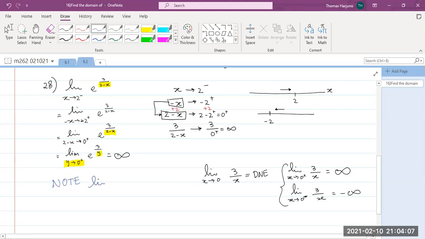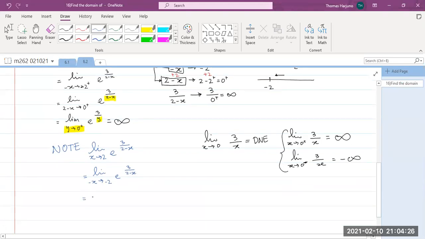Now, limit as x goes to 2 of e to the 3 over 2 minus x is equal to limit as negative x approaches negative 2 of e to the 3 over 2 minus x. You don't have to show it exactly like this. No, I show it this way to explain what actually happened. That's approaching 0. So if I use a dummy variable, limit as y approaches 0 of e to the 3 over y, this will be does not exist.